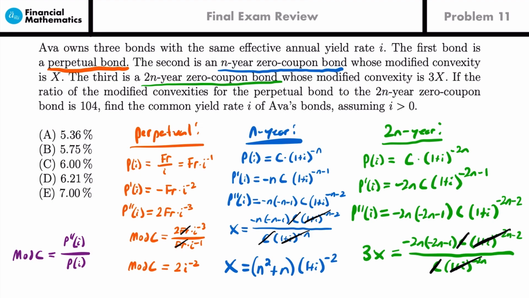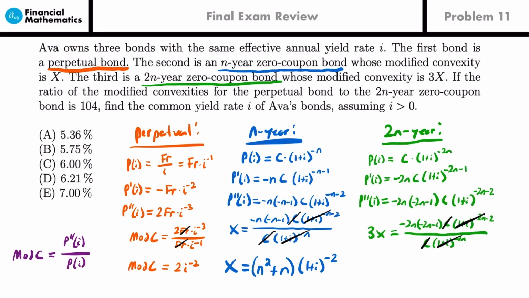So let's simplify the modified convexity here. We will be left with this. We'll have 3x is equal to negative 2n times negative 2n minus 1. I'm going to distribute that through this quantity. So we will have positive 4n squared plus 2n, and that quantity will be multiplied by (1 plus I) to the power of negative 2. All right, and that's our setup. We are now done with setting up the modified convexity equations for all three of these bonds that Ava owns.